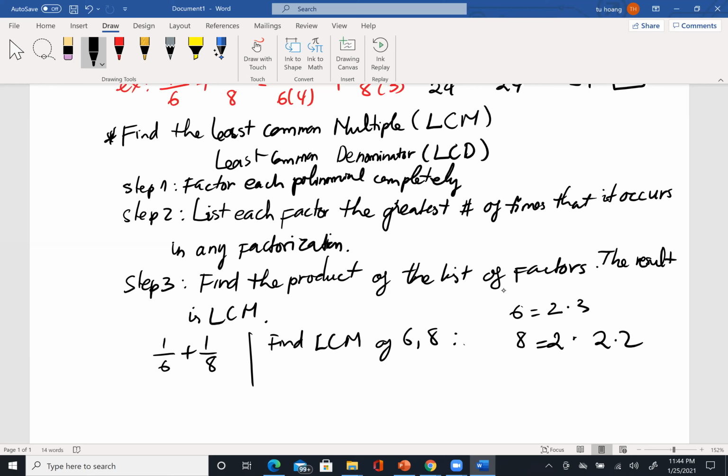If you write 2 times 2 times 2, and combine it, it's going to be 2 to the power of 3. Why do I write it like this? Because in step 2, we list each factor the greatest number of times. So for the factor 2, the greatest number of times is 2 to the power of 3, right?